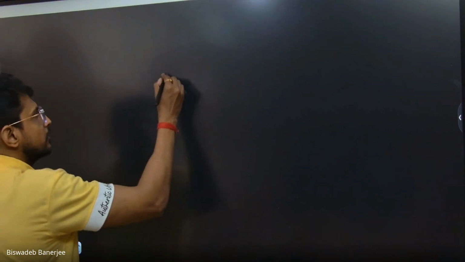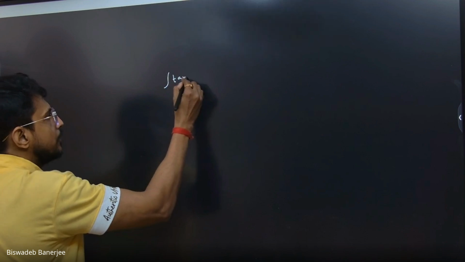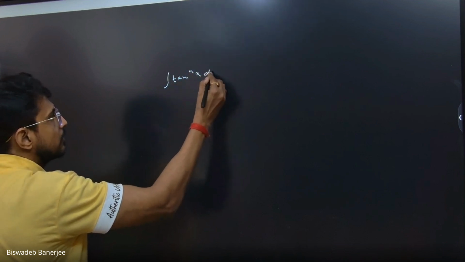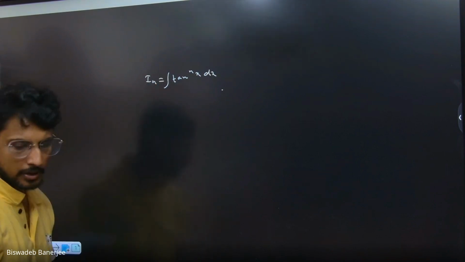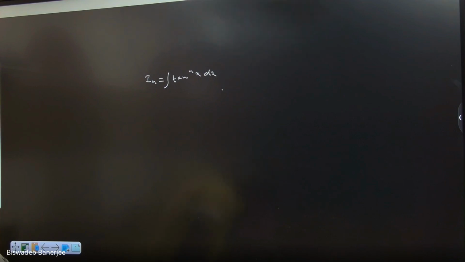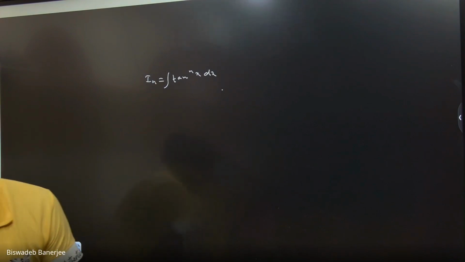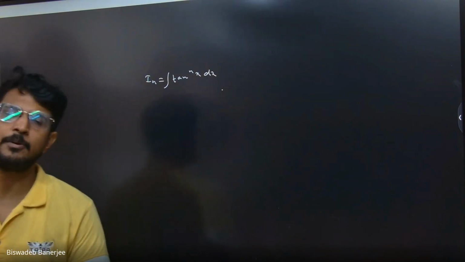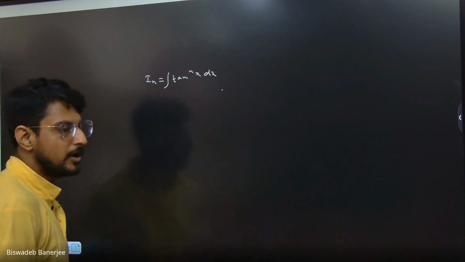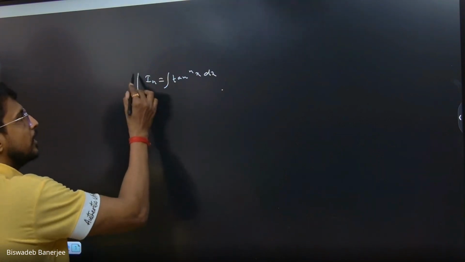My next reduction is integration tan to the power n x dx. This is another important application. I_n equals integration tan to the power n x. This is my second application of integration by parts.